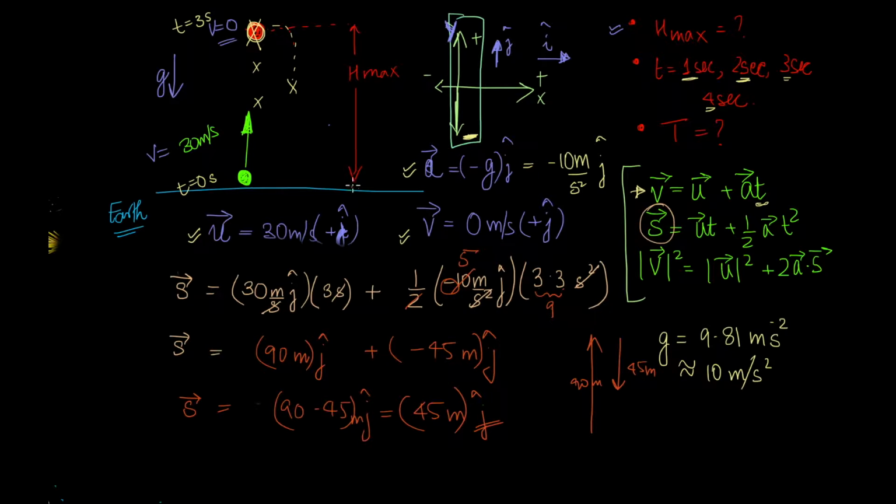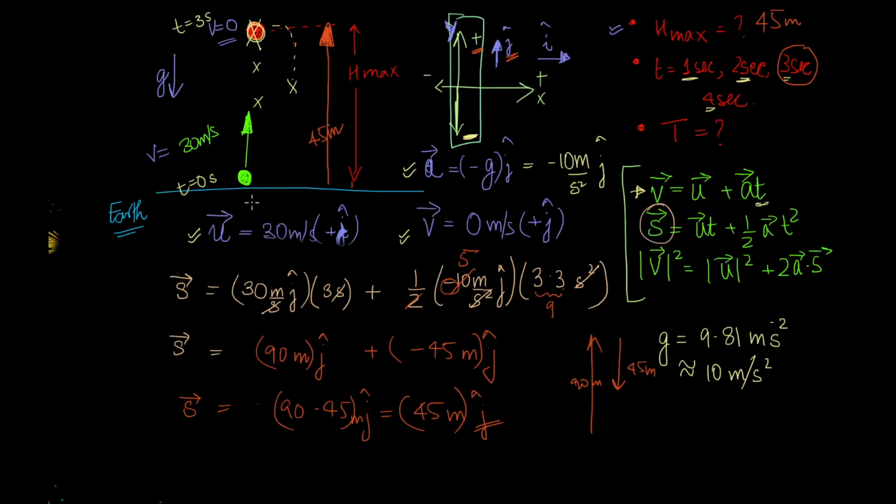That is to say that this vector from the bottom all the way to the top would be a vector of magnitude 45 meters and would point in the positive direction right there, parallel to the j vector, because you have plus j vector right there. So now we know at t equal to 3 seconds, h max would be 45 meters, and that's all the time it takes for the ball to go all the way to the top.